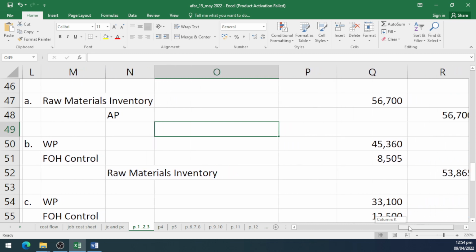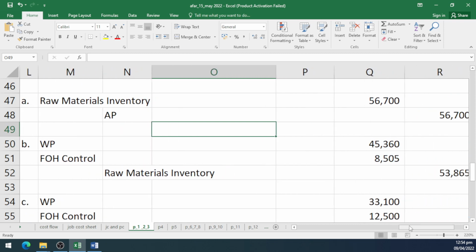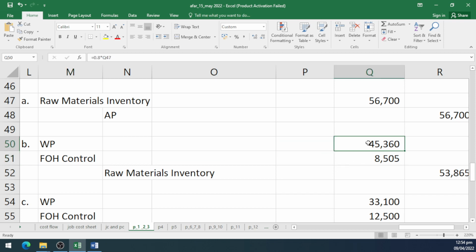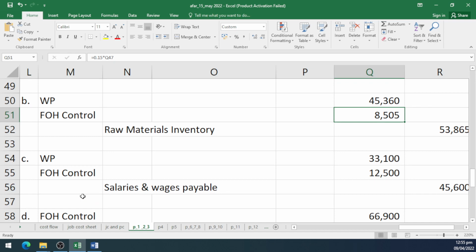Ayan. Debit raw materials, credit accounts payable, 56,700. To record the issuance, debit to work in process for the direct materials, debit to factory overhead control for indirect materials. 80% ng purchases, then this one, 15% ng purchases. Credit raw materials inventory.